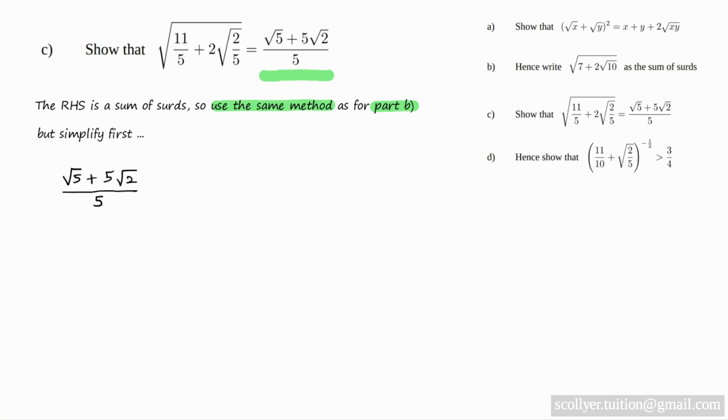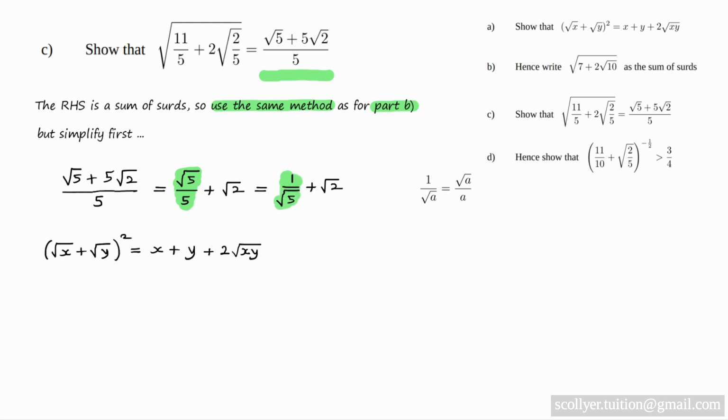first splitting the top-heavy fraction into 2, and then by rewriting the first surd expression using this relationship, 1/√a = √a/a, as 1/√5. And now we take the expression from part A and take the positive square root of both sides to write the left-hand side as a sum of surds and the right-hand side as an expression under a square root sign.